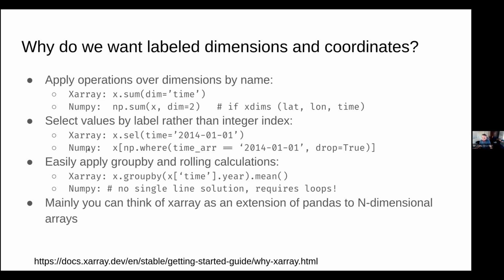However, in NumPy, I need two things. I need my x, which is the multi-dimensional array. And then I need a second array, time_arr, a time array, that would have datestamps in it. And then what you need to do is work from inside to out. First thing I need to do is find where the time array is equal to 2014-01-01. That's one operation. Then I have to select out the exact index where that's true, and that is doing this np.where and then drop equals true. So this just gives me a single integer value.